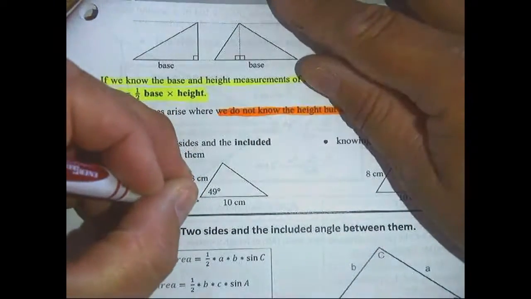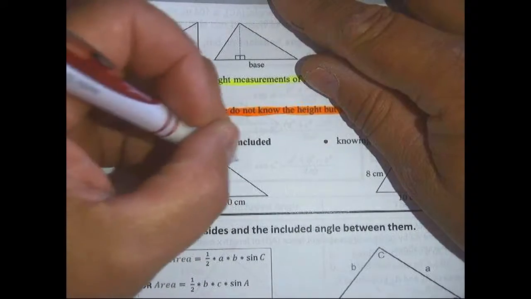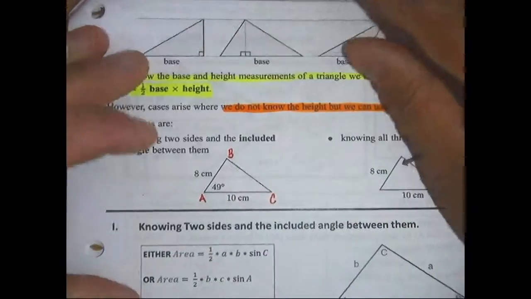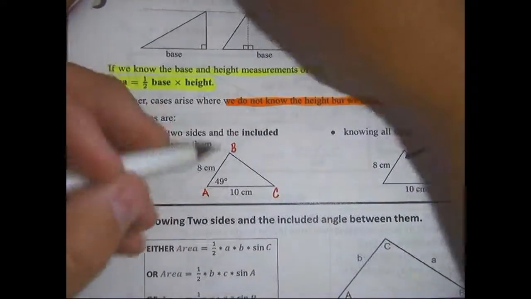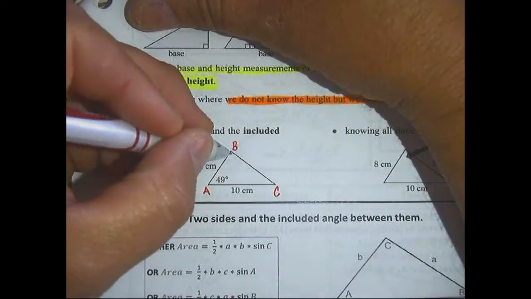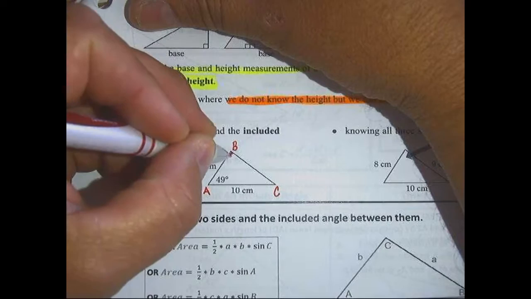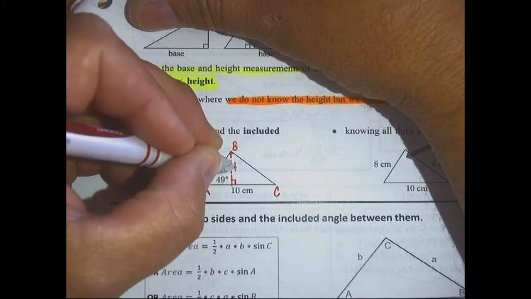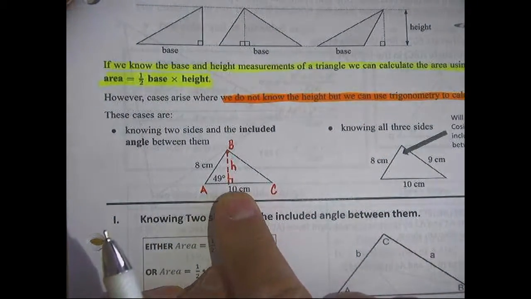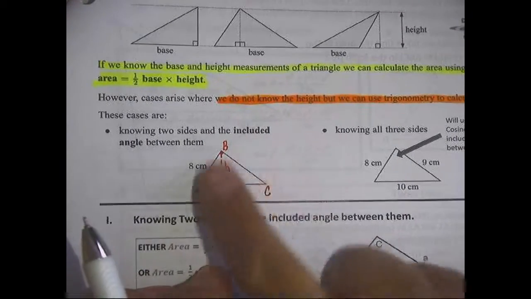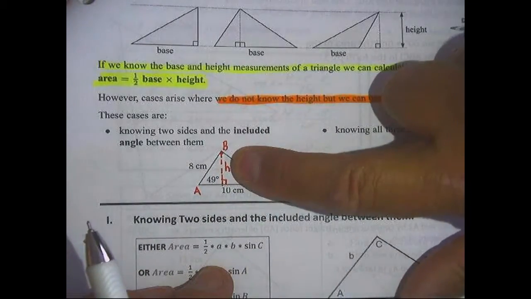All right, so for example, if I called this capital A, called this B, and called this C. If I was going to draw a height to 10, where would it start from? B. All right, so sketch that in. Okay, this is the height that belongs to this 10. So I could find the area of this triangle if I could figure out what that measurement is.